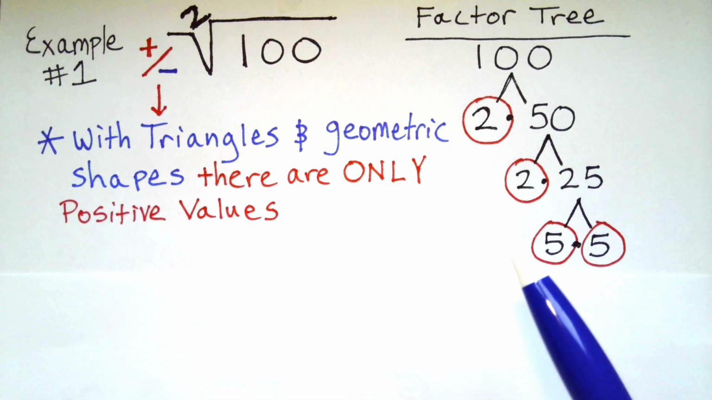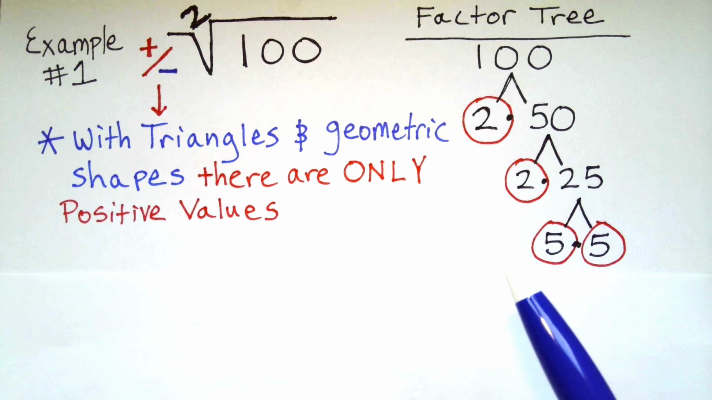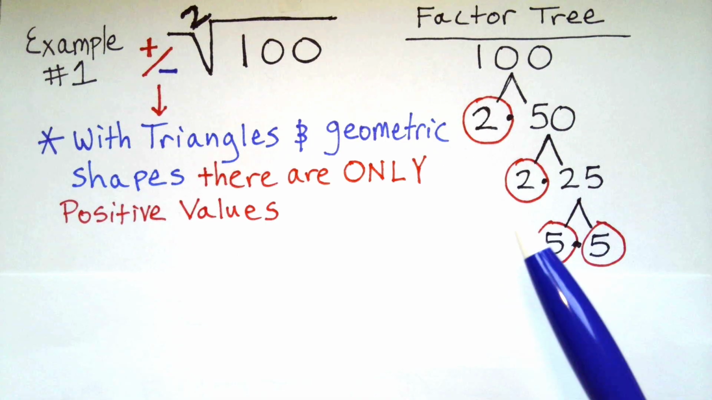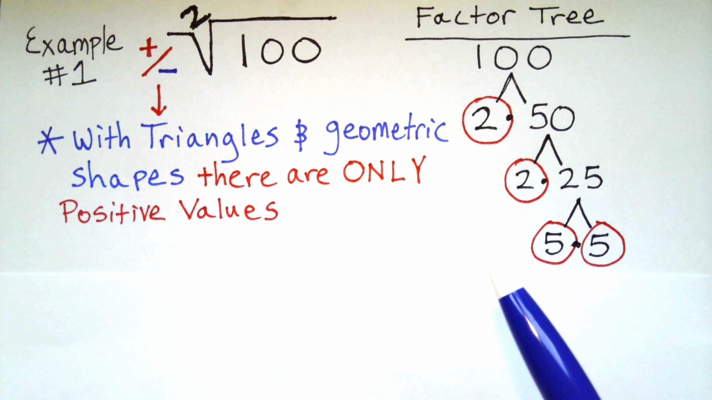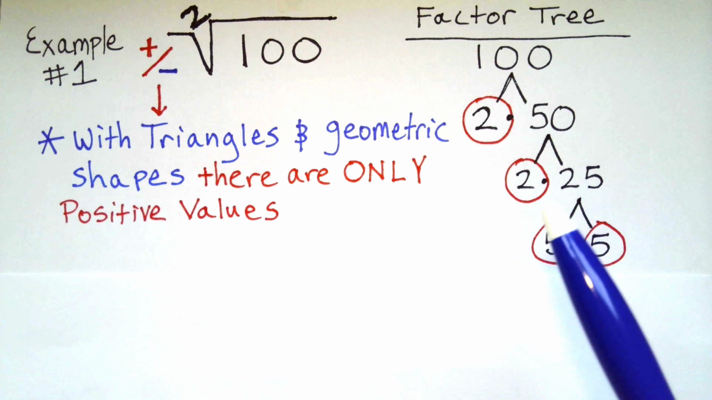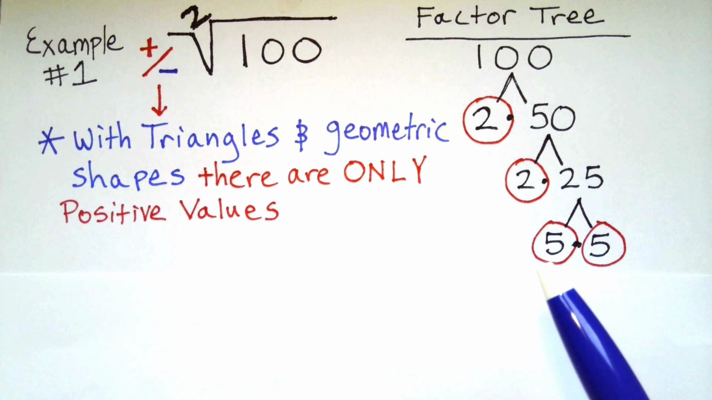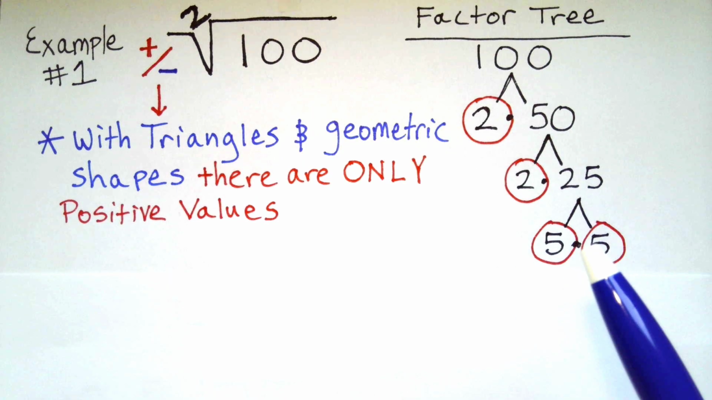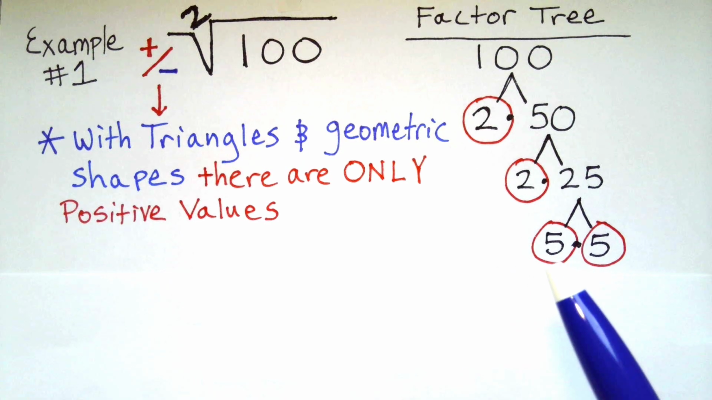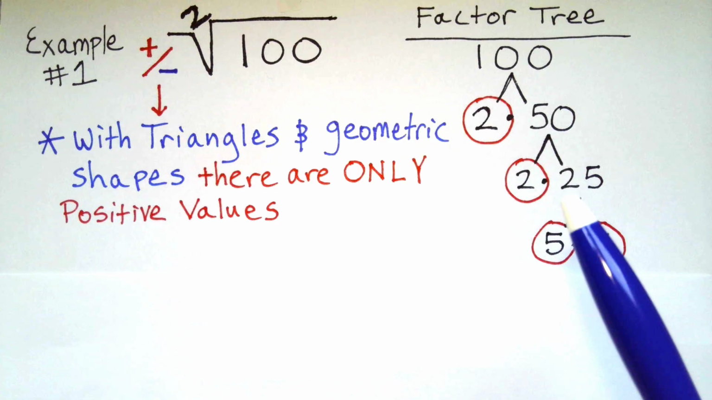Will 2 go into 25? No. Will 3 divide into 25? No. Is there a number times 3 that gives me 25? No. What about 4? No. 5? Yeah. 25 divided by 5 is 5. Or another way to look at that is 5 times 5 equals 25.